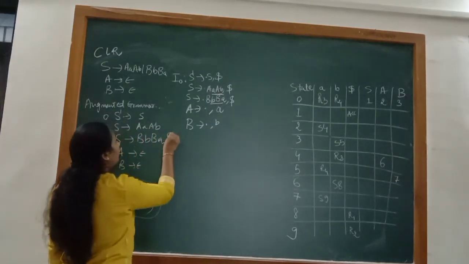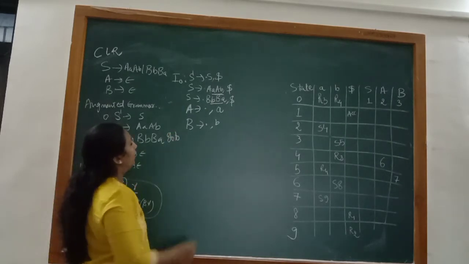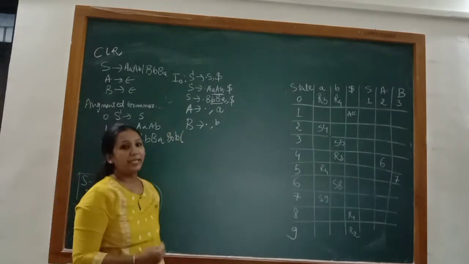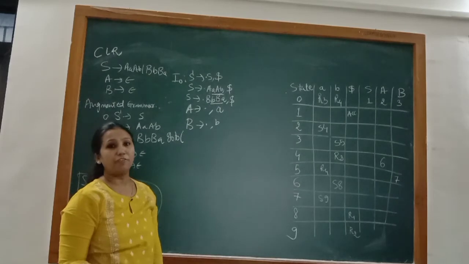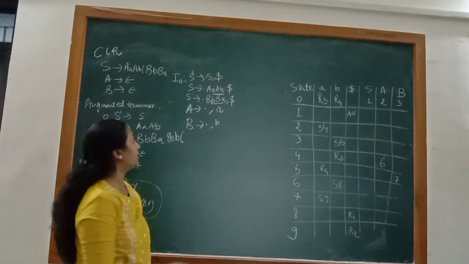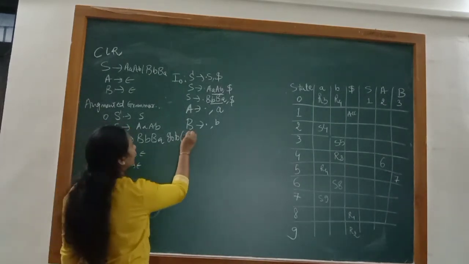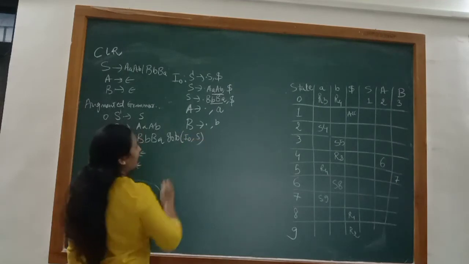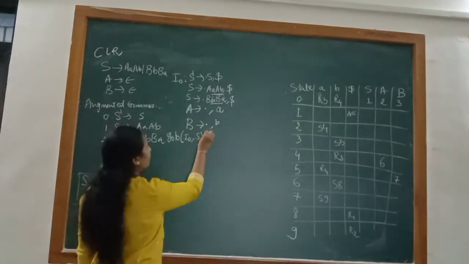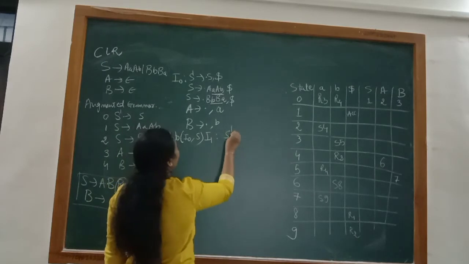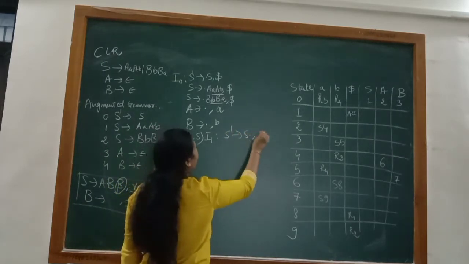Now we have to apply the go to, which are the next symbol the parser is looking from items set 0 and state I0. So go to I0, the next symbol the parser is looking is S. So that is my state I1. It is S raised to S dot and dollar.